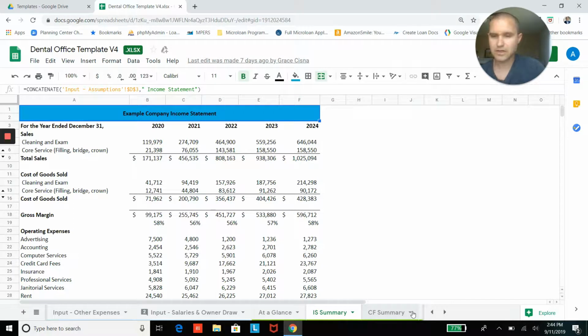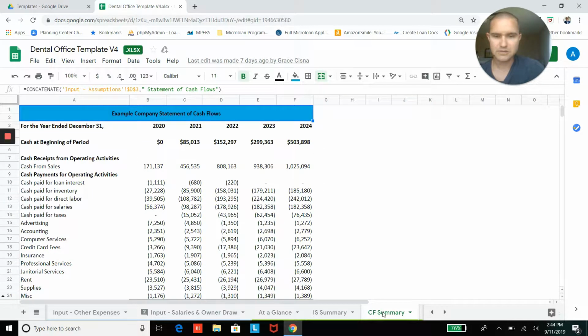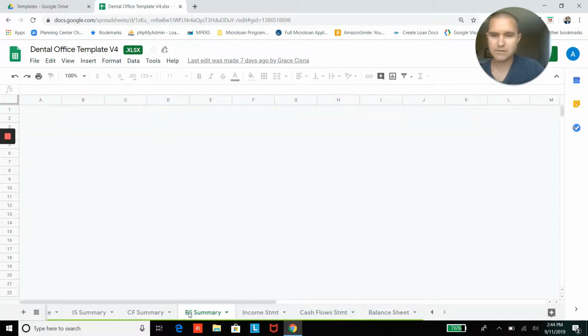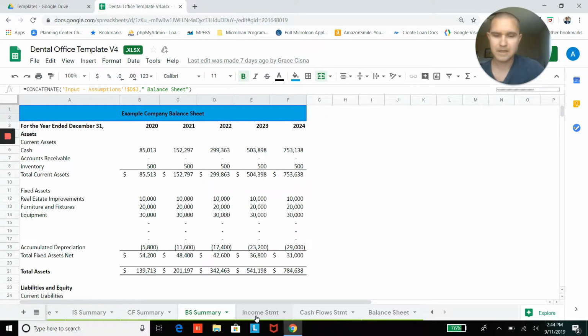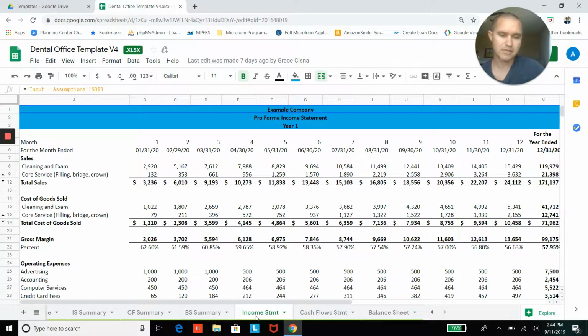And then if you want to look at a more detailed level, you can look at annualized income statement projections, cash flow. We've got balance sheet by year. And then we have income statement, cash flow, and balance sheet by month as well. So if you really need to look monthly, a lot of times the SBA wants to see monthly for the first 18 months, you'll have that here as well. And so that's really the basis of the template.